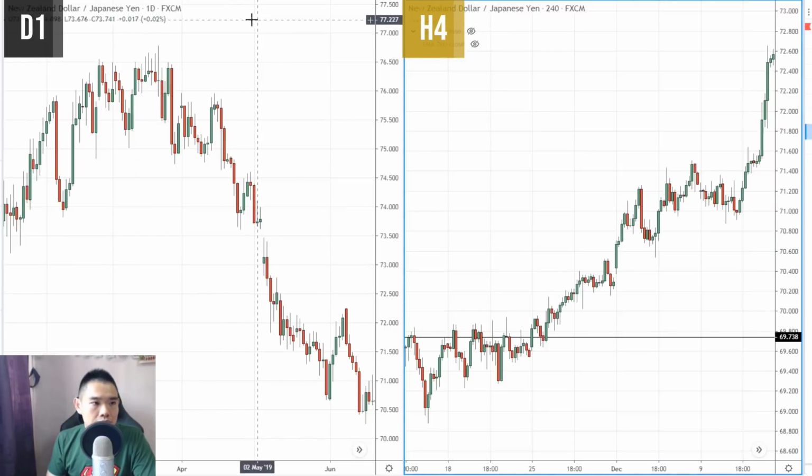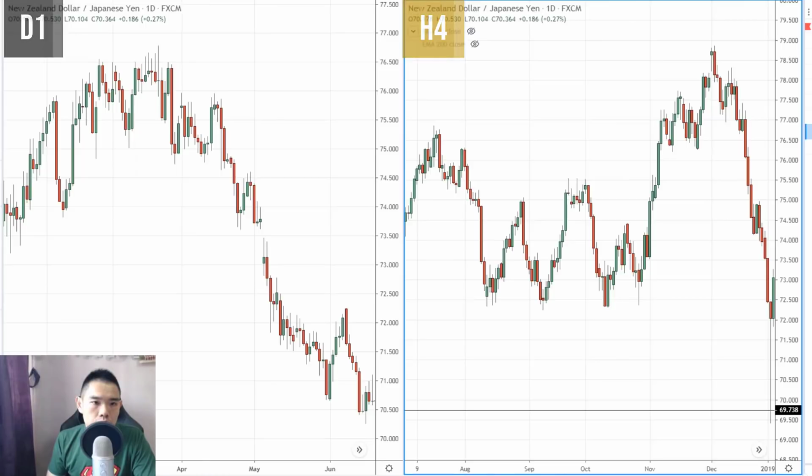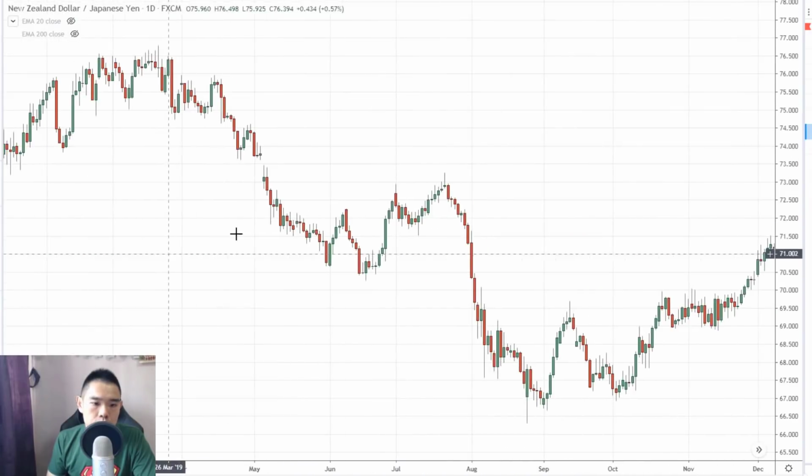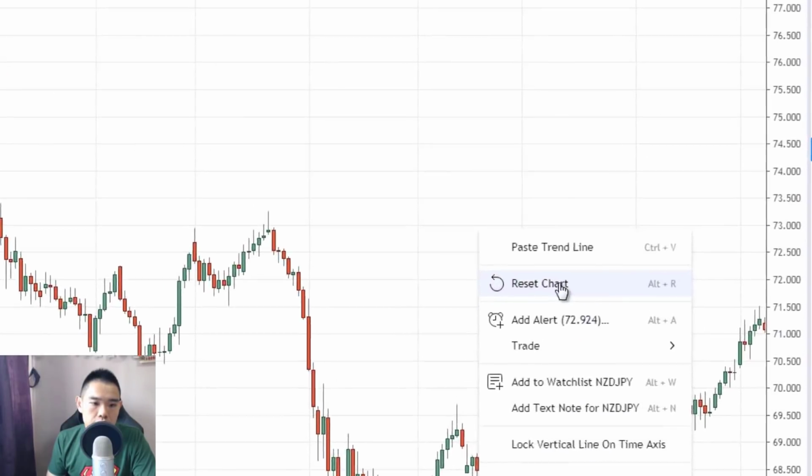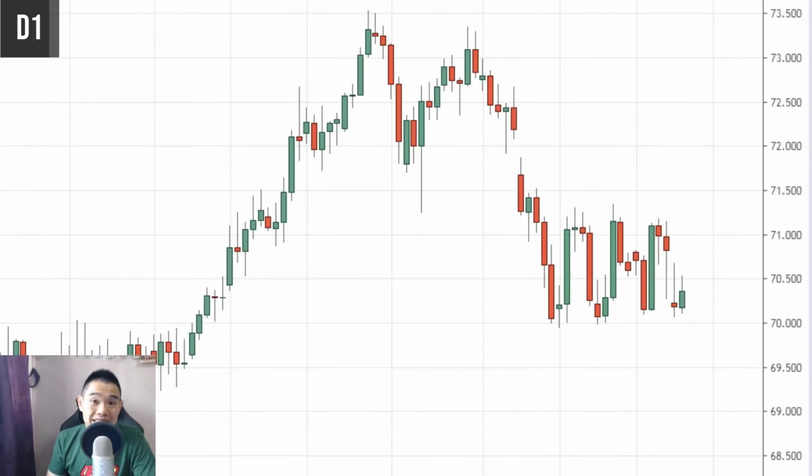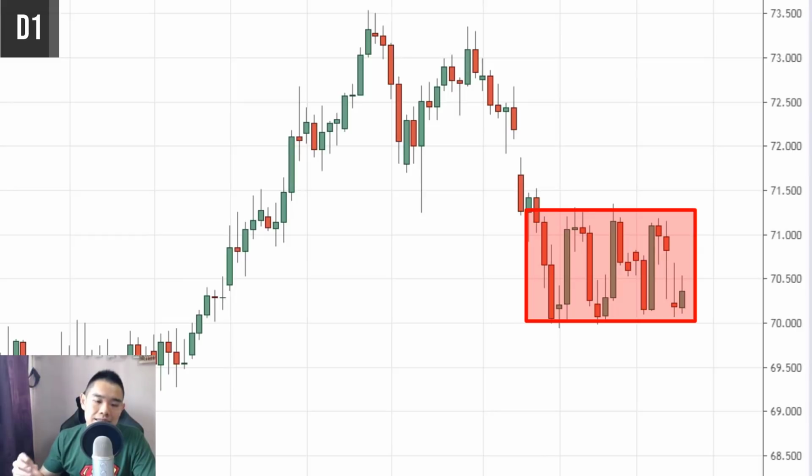This is a potential example. Okay, so let's look at the daily time frame. New Zealand yen right now. Reset chart. Okay, so right now you can see that on the daily time frame, the price is forming somewhat of a build-up. This is not exactly the nice and tight build-up that you saw earlier, but I would still consider this a build-up.